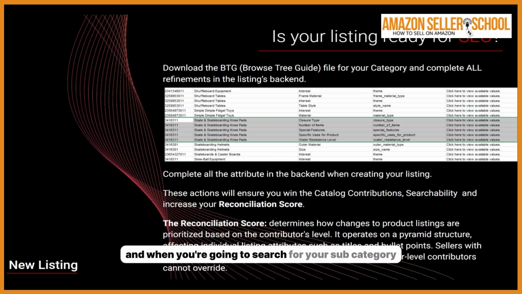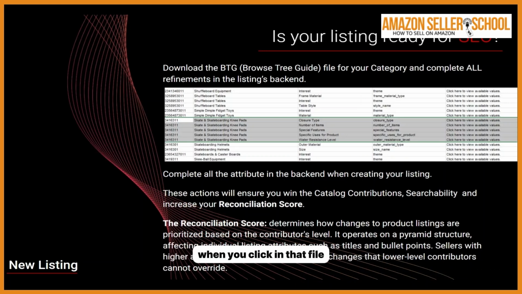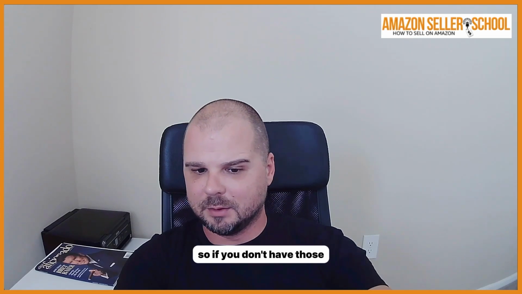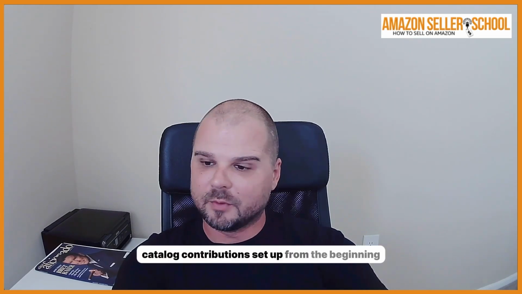When you search for your subcategory, in this case, let's say skate and skateboarding knee pads, and you click in that file, it's going to open the second sheet. On that, you will have all the required attributes that need to be completed in the backend. This is what the algorithm is looking for for relevancy purposes, but also for the overall catalog contributions. If you don't have those catalog contributions set up from the beginning, then Amazon will have to go in and do it automatically on your behalf.